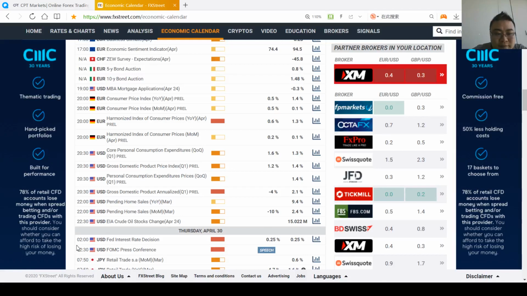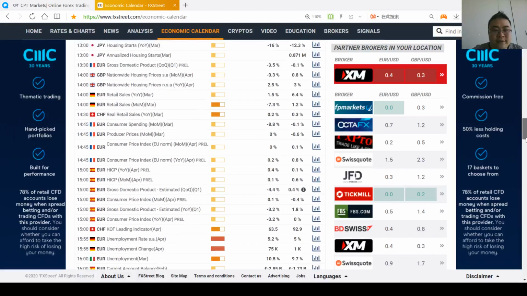And also at midnight, 2 a.m. on Thursday, the Federal Reserve will make the interest rate decision. As we know, the Fed is almost at the bottom for the interest rate, 0 to 0.25%. It's almost zero, so they may not decrease the interest rate again into negative interest rates. There is a high probability of no change, so the market will pay attention. 30 minutes later is the Federal Reserve press conference, where the chairman, Powell, will give a speech. So we need to pay attention to what Powell says.